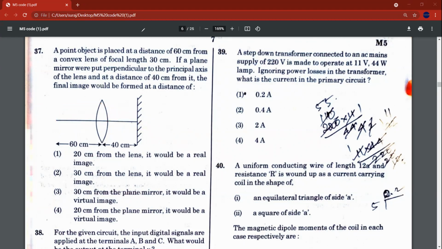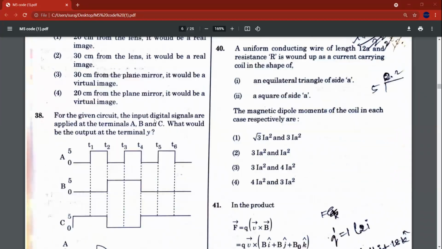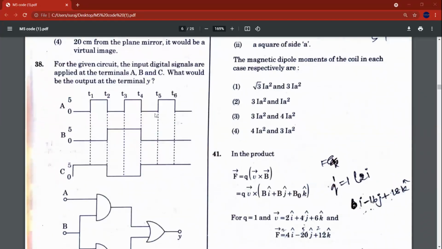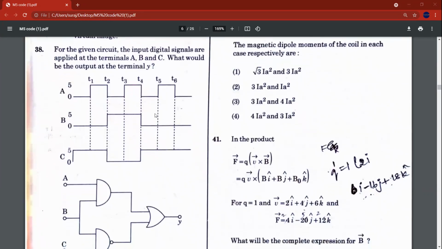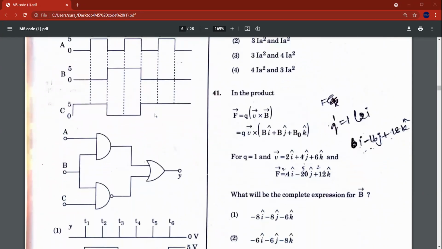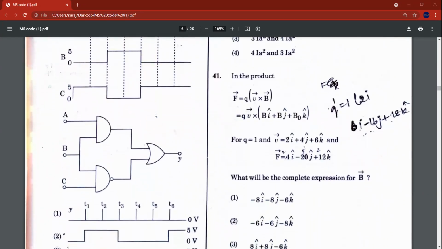Question number 38. For the given circuit, the input signals are applied at the terminals A, B, C. What will be the output? For output, first you have to solve this using Boolean algebra. So this is an AND gate, and AND gate is what here? That is A dot B. This is A dot B whole bar.